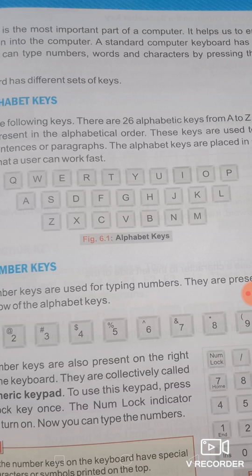These keys are used to type words, sentences, or paragraphs, and the alphabet keys are placed in such a manner that a user can work fast. The person who is using the computer or the keyboard is called the user, either it is you, it's me, or anyone else who is working on the system. So the user can type fast, and that's why this format is given. That's why all these alphabets are not arranged in alphabetical order.